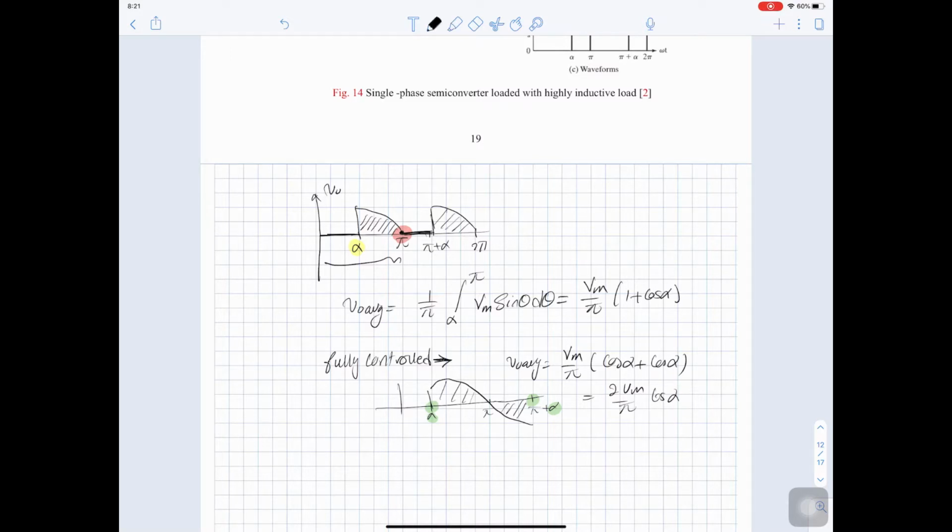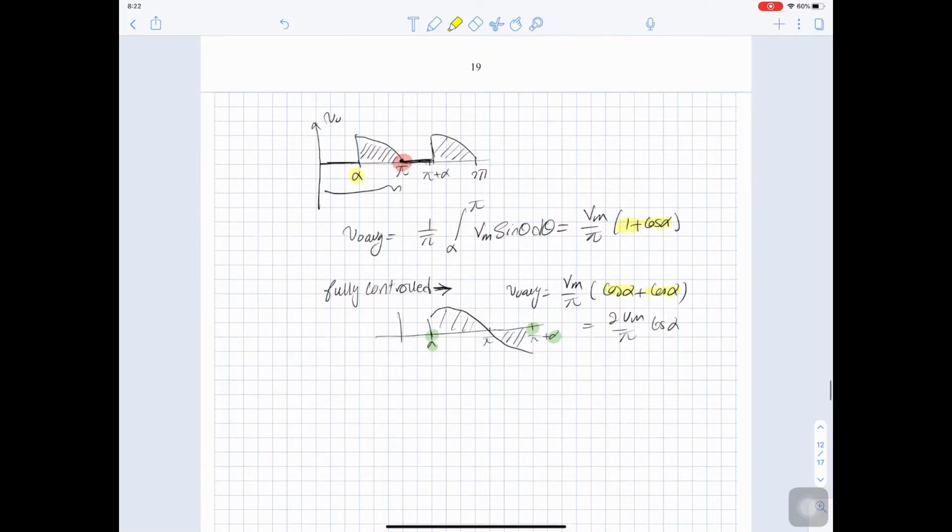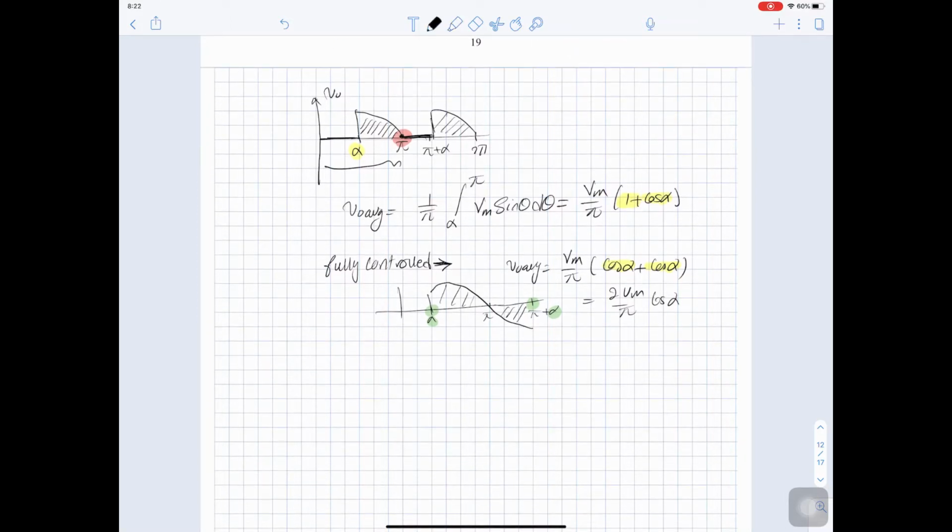And if you look at the equation here, you have one which is constant, and cos alpha, and this one from cos 180. And here you have the start and the end, cos alpha and cos alpha. So the fully controlled, you can control the average using alpha, which can give you a negative or positive voltage. But for the semi-controlled, V average is always positive.